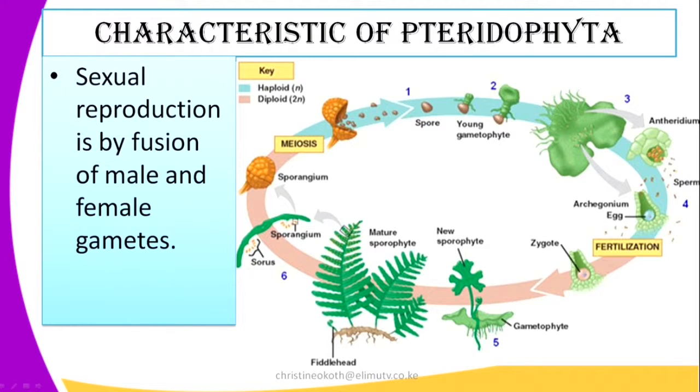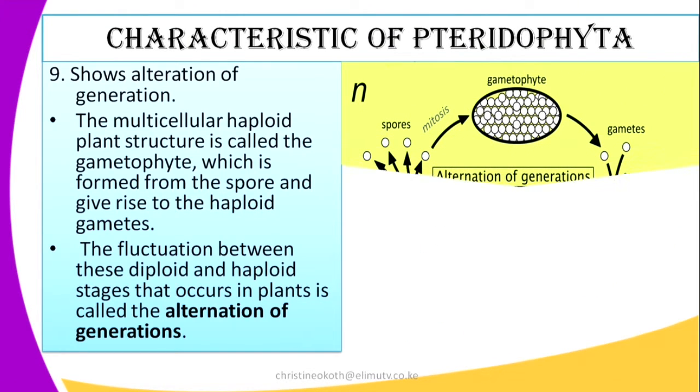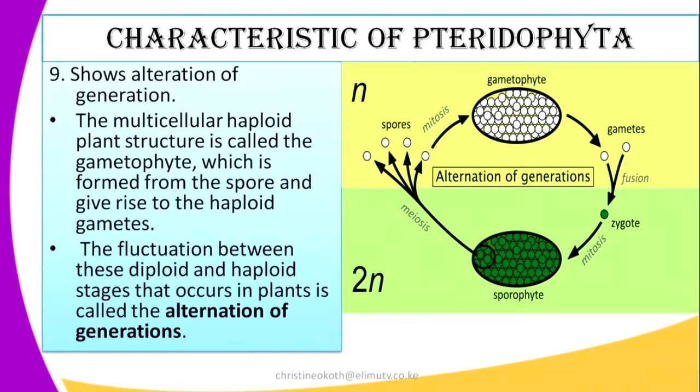So that video has been showing how the gametes are formed until the process where the egg and the sperm cell fertilize to form a new offspring in the Pteridophyta division. Another characteristic is that they show alternation of generation.